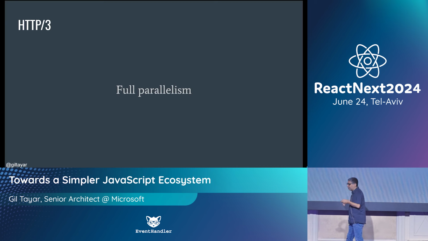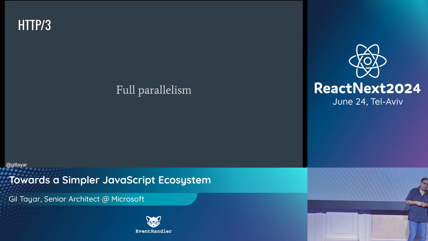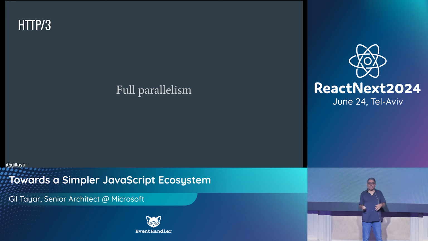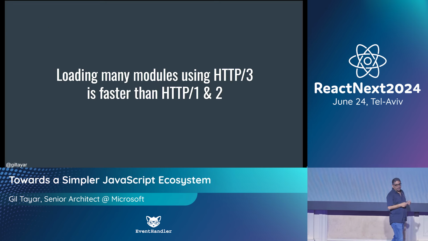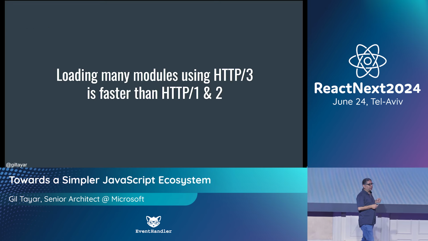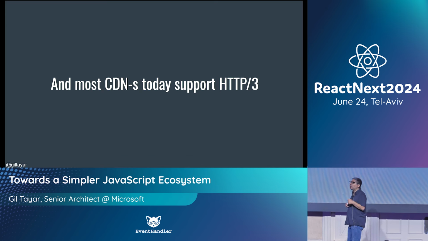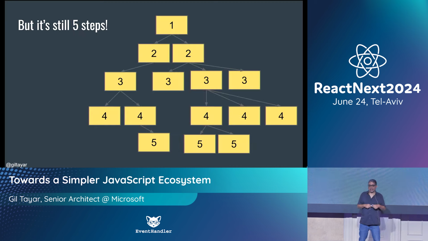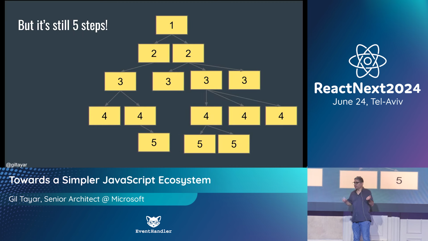It uses UDP and all other kinds of things to make the whole loading of parallel files much, much faster. And so loading ESM with HTTP 3 is much faster than with HTTP 1 and 2, and most CDNs today support HTTP 3. But it's still 5 steps. Load 1, 2, 3, 4, 5. It's not exactly that. It's faster than that, but something around that time.